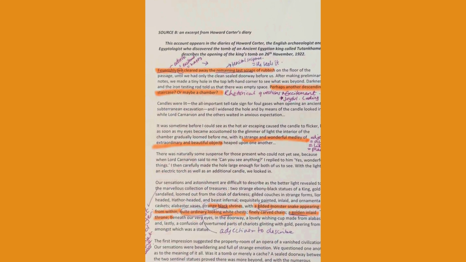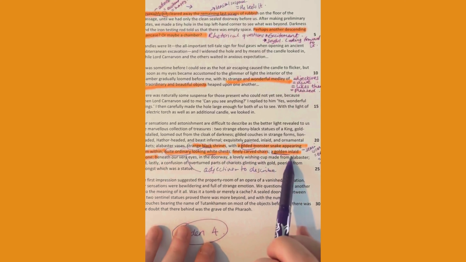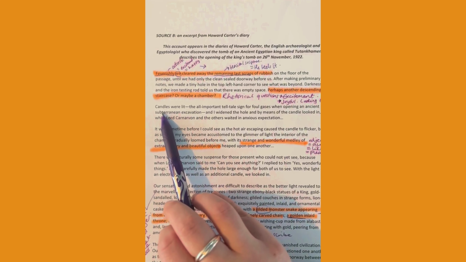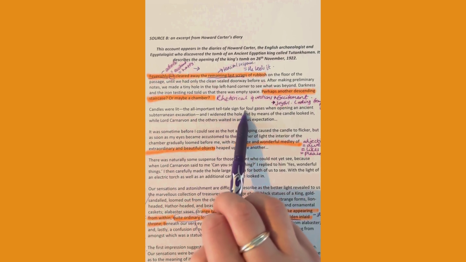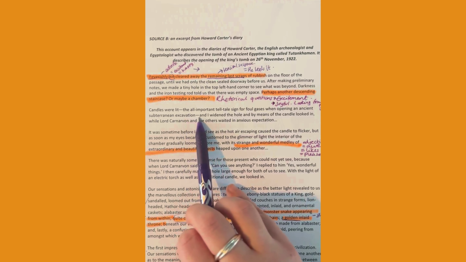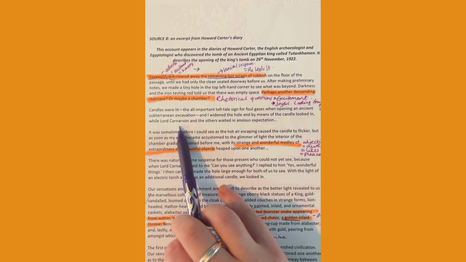So when we did it last time, we didn't really do anything with these paragraphs. So that's what I want to look at today. I've shown you how we can turn simple notes into something more detailed. But this one in particular: candles were lit, the all-important telltale sign for foul gases when opening an ancient subterranean excavation. And I widened the hole by means of the candle lit in, while Lord Carnarvon and the others waited in anxious expectation.